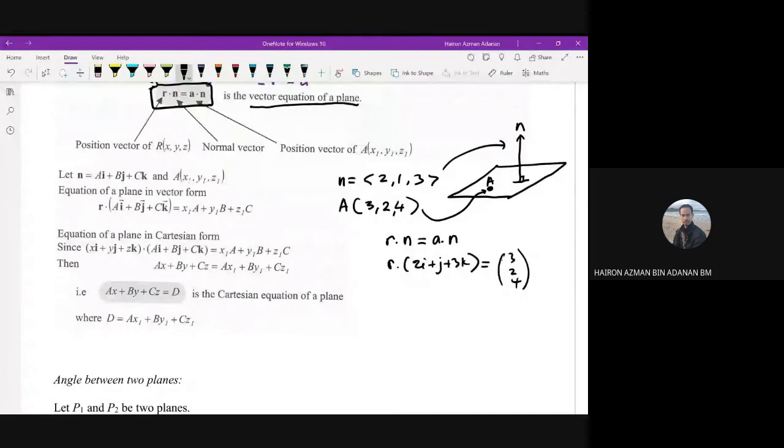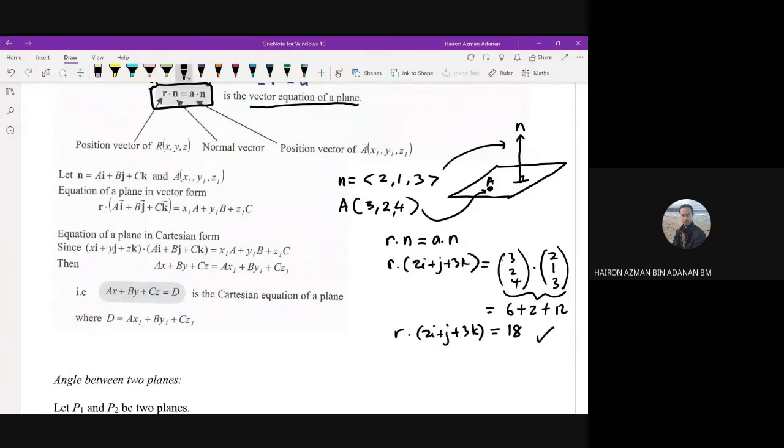So you can rewrite again as 3, 2, 4 dot normal. Normal is 2, 1, 3. Then you solve this part. On your right, 3 times 2 is 6, plus 2 times 1 is 2, plus 4 times 3 is 12. So you add up to 20, 18. So this equation: R dot (2i plus j plus 3k) equal to 18.